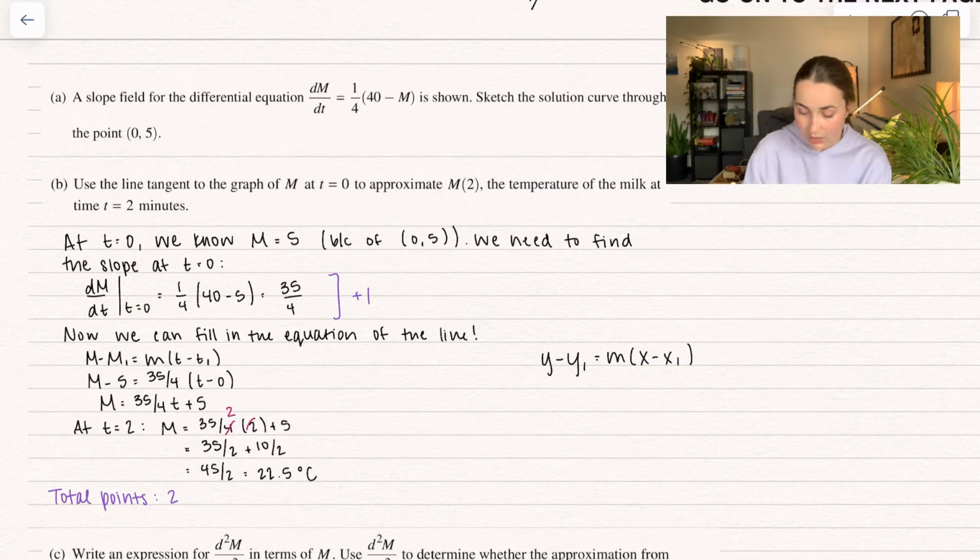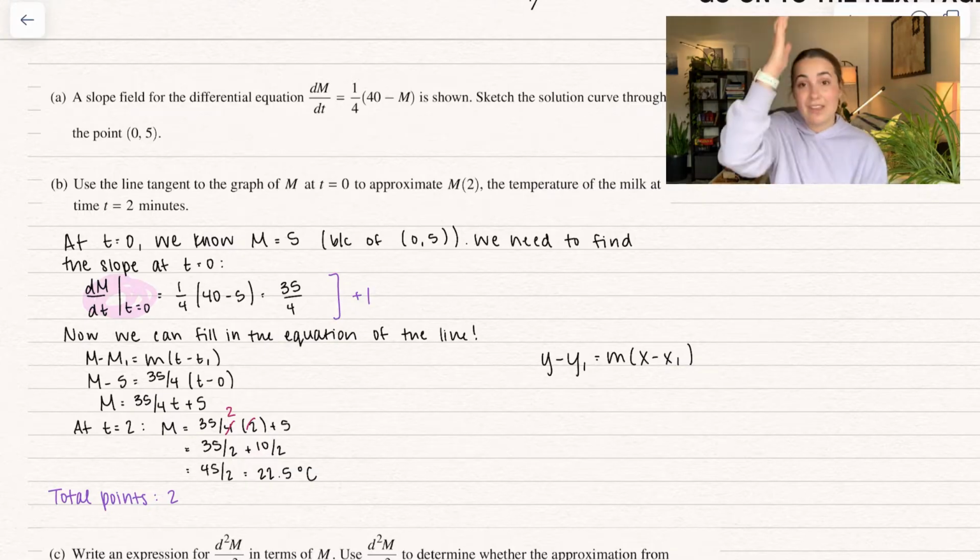So that's going to be the first point. You need to show what you're doing, so you can't just write 35 divided by 4. You need to show the work prior to it. This is super common notation. If you haven't seen it before, that is going to be the derivative evaluated.